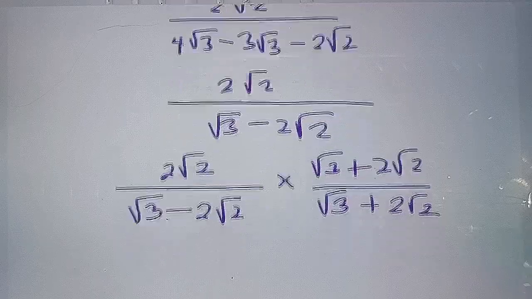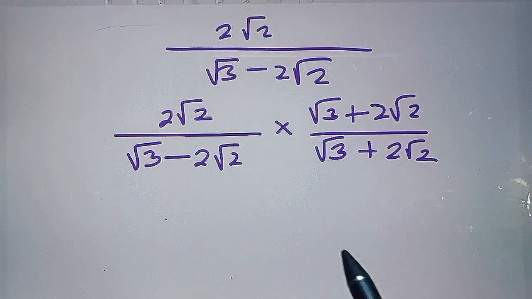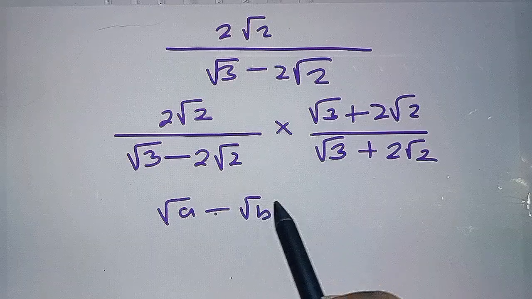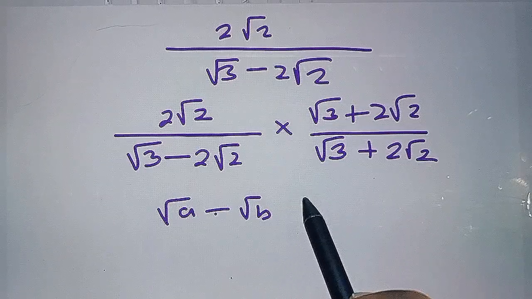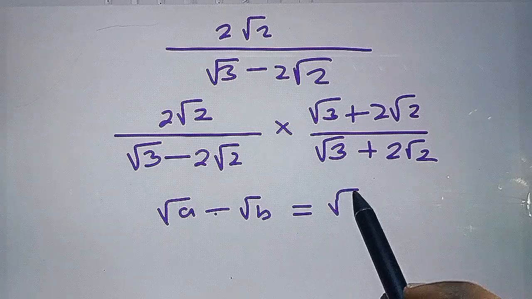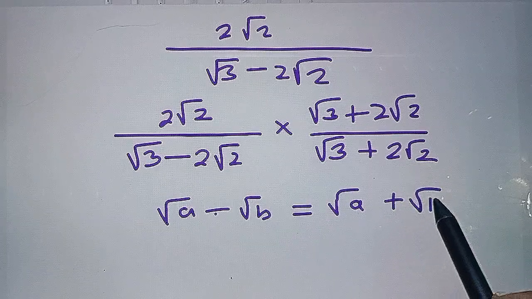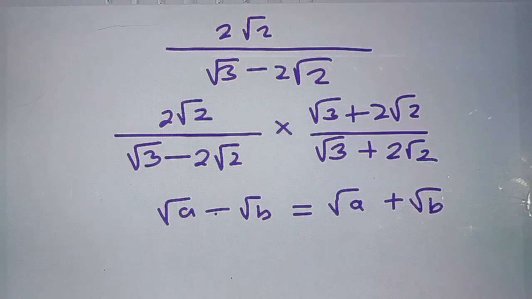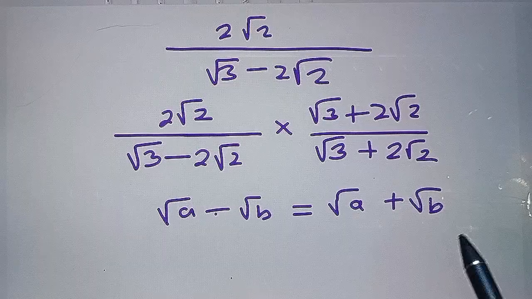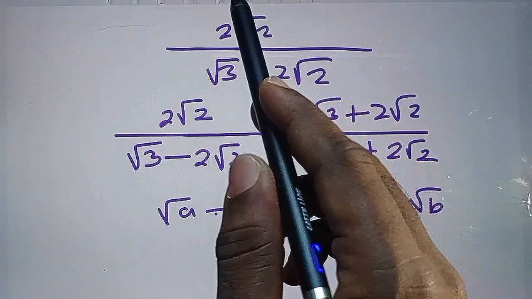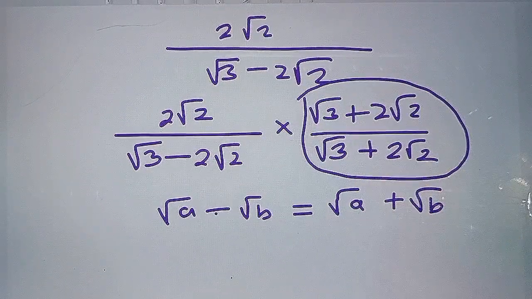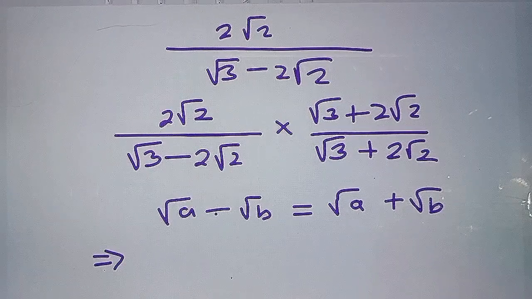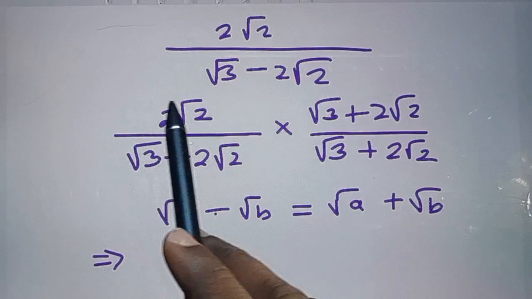So the reason is that if you remember, when you have root A minus root B, its conjugate will be root A plus root B. So you only change the sign. Okay, you only change the sign. All right, so we continue. That's what we did here. Understood?